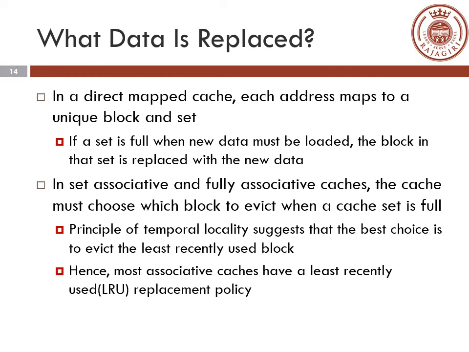Suppose in a set there are two ways. If n is 2, in a set you are having two ways, either way 0 or way 1. So the new data can be updated either in way 0 or in way 1. Okay, now we are using certain replacement policies based on certain algorithms. So what data has to be replaced?